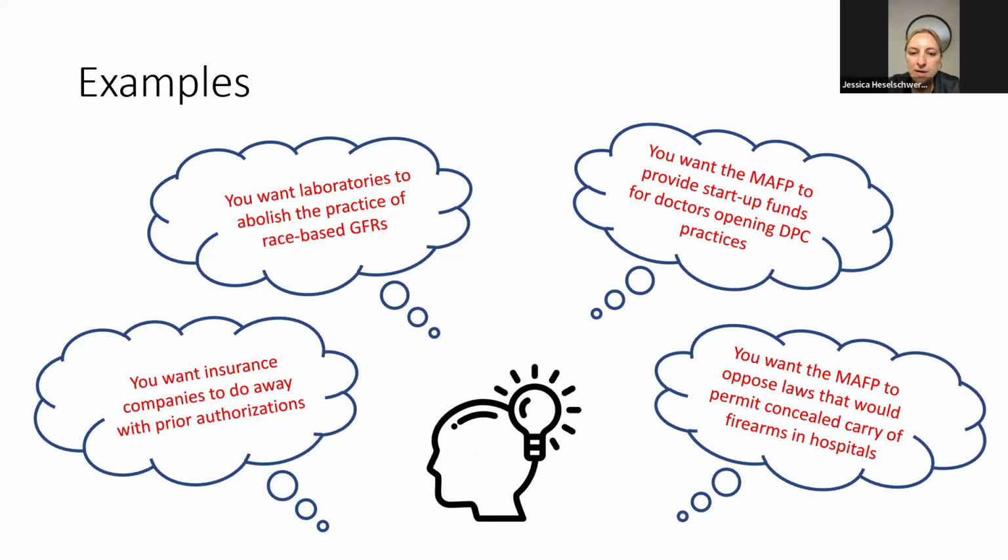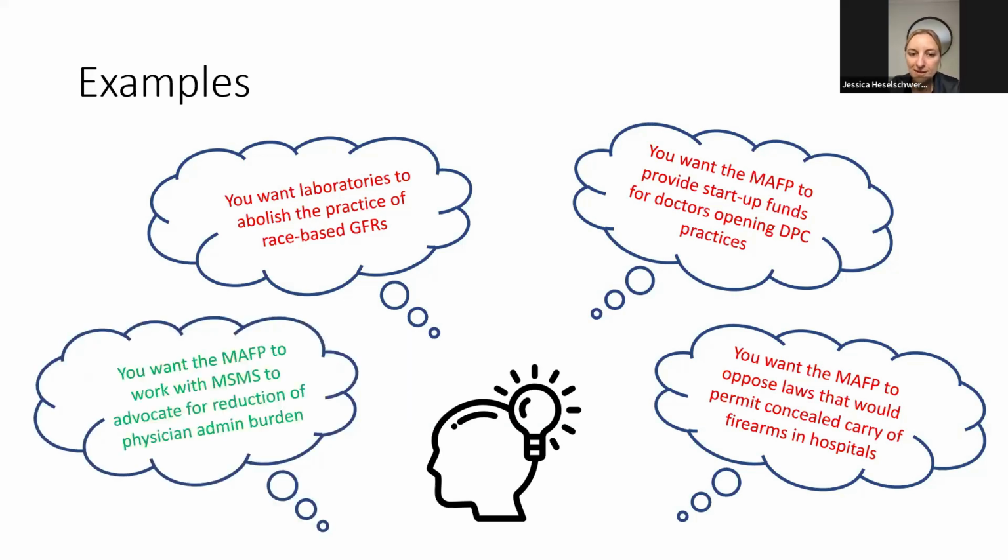I've written some examples that are not the best for a few different reasons and then replaced them with some better examples. So the first one, if you want insurance companies to do away with prior authorizations, well, we can't direct insurance companies to do anything, but we can direct the MAFP to do things. So if you want to click forward, it should replace it.